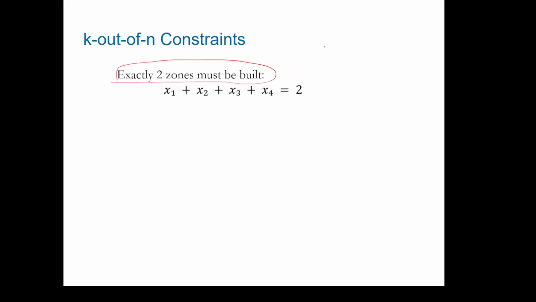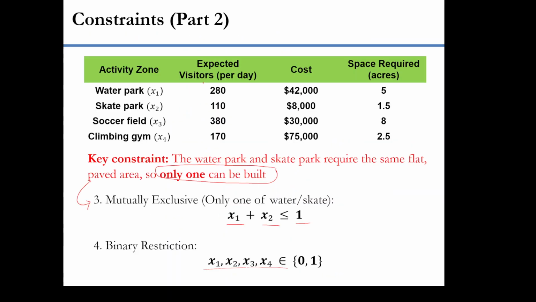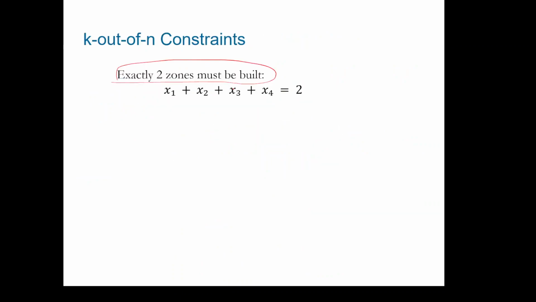Okay, another type of constraint that we come across in integer programming is called a k out of n constraint. Let's say we were told that out of the 4 options, out of the 4 zones, exactly 2 zones must be built. The 4 options we were given are the water park, the skate park, the climbing gym, and the soccer field. We will write it as x1 plus x2 plus x3 plus x4 equal to 2. That means that any 2 of these 4 can be made, because we have been told that exactly 2 zones must be built.